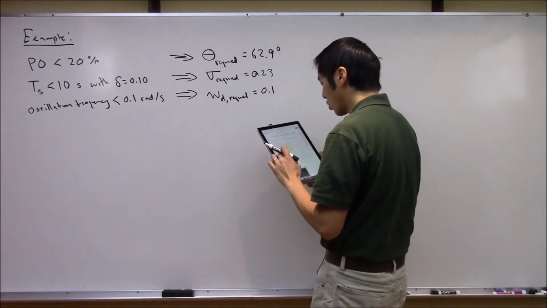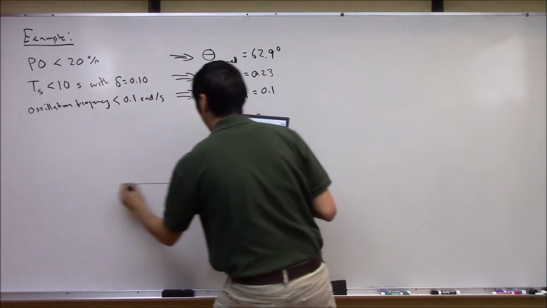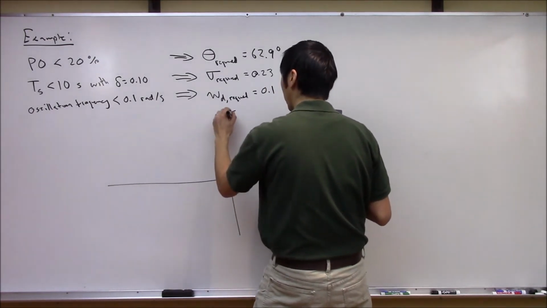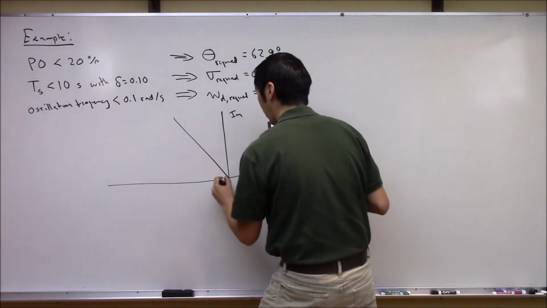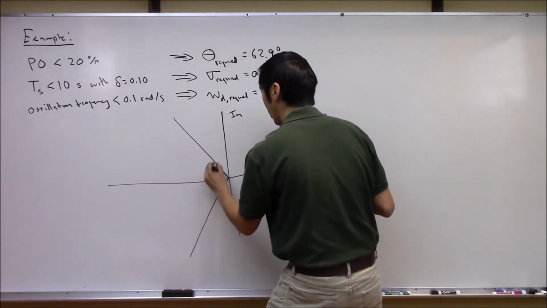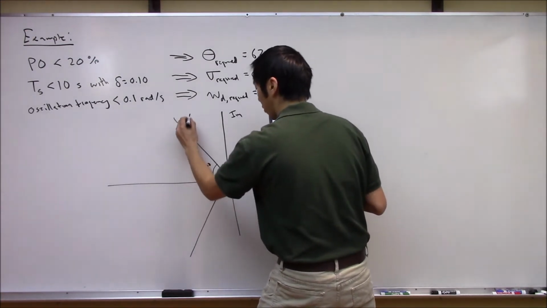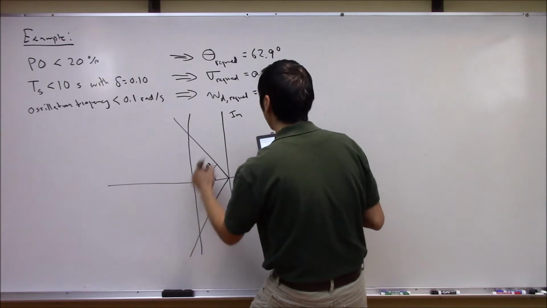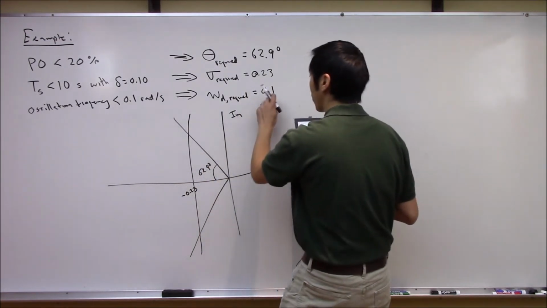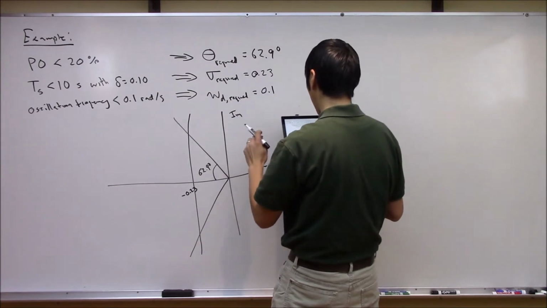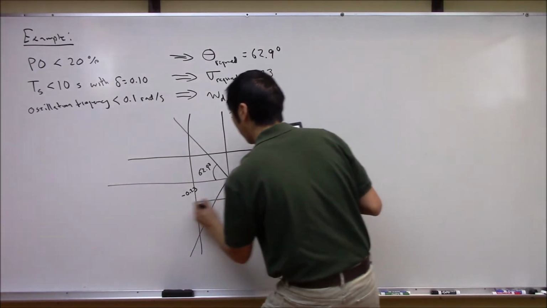So the picture that graphically went along with this is that in the real imaginary axis, we were able to quickly sketch out admissible locations. So here was our 62.9 degrees. There was another requirement right here, I think, of sigma of negative 0.23. And this omega d requirement was something like this.